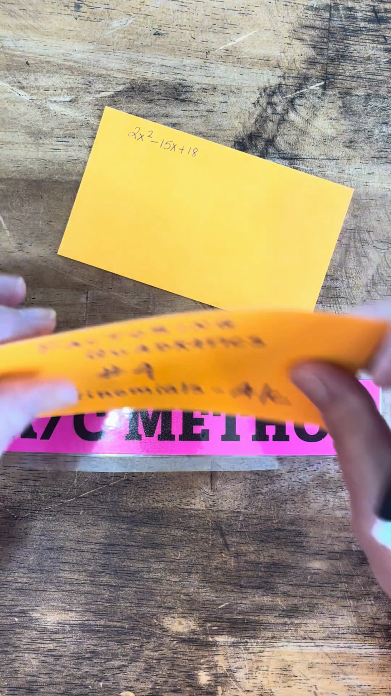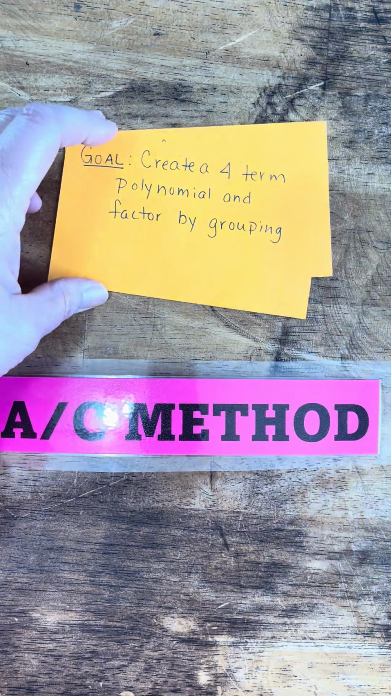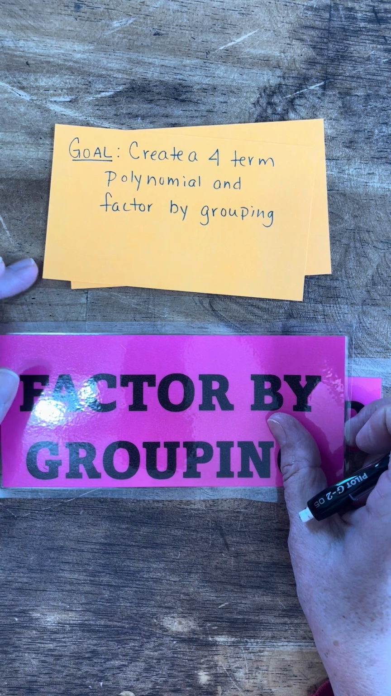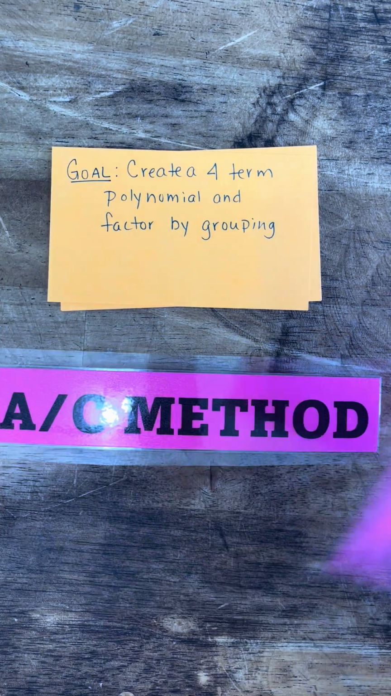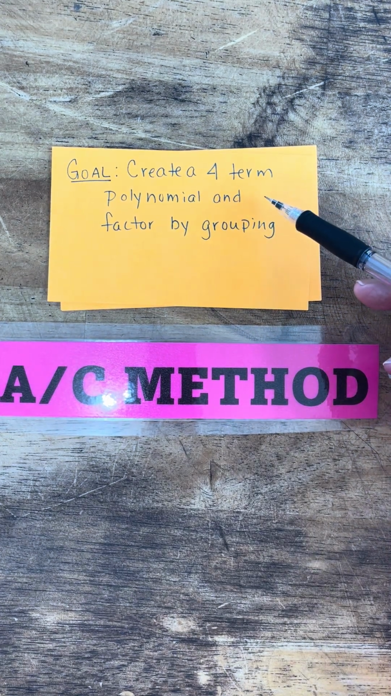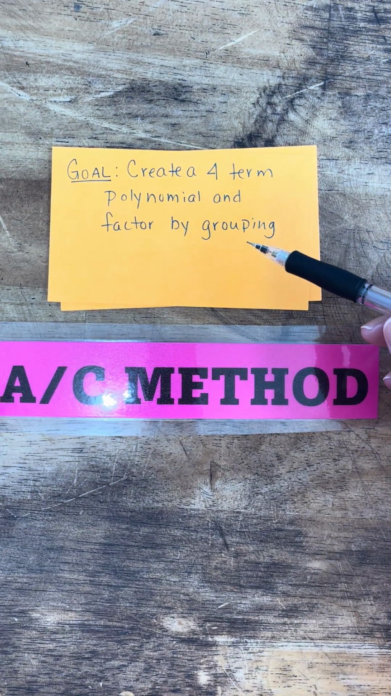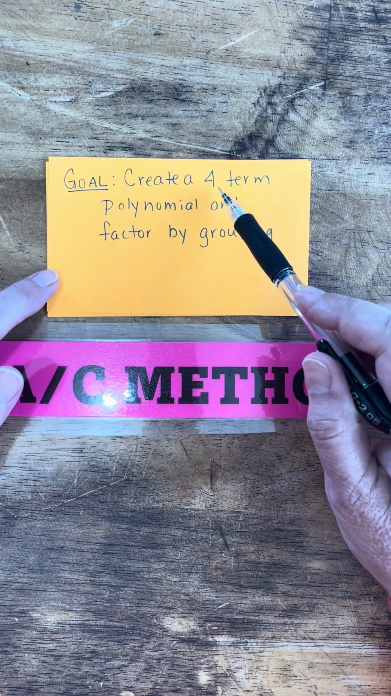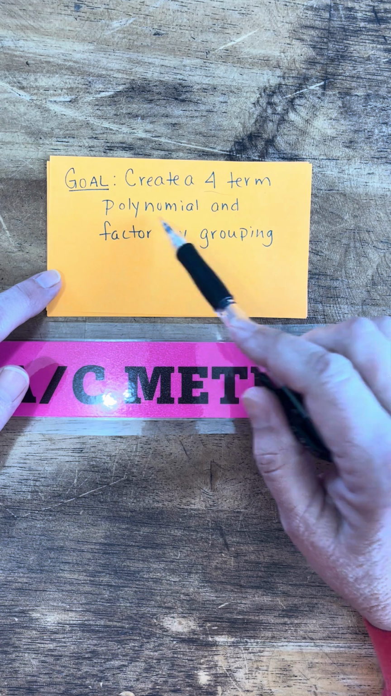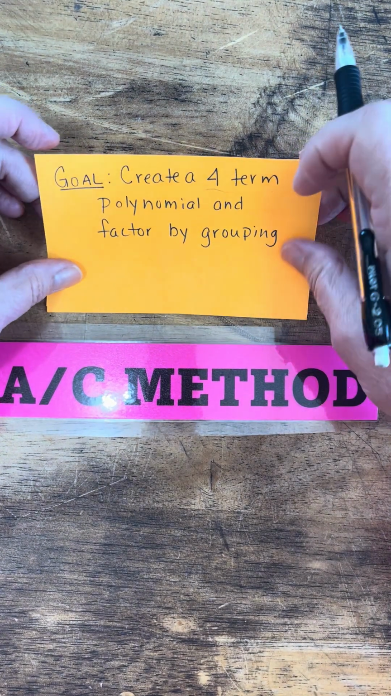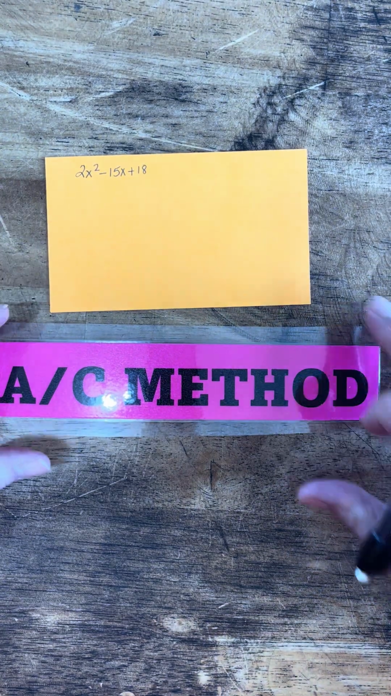All right, sometimes you will hear this referred to as factoring by grouping. And that is because the goal of the AC method is to create a 4-term polynomial. Now remember, we're starting off with 3. So we're going to manipulate the equation so that we have a 4-term polynomial, and then we can factor it by grouping just like we did in the last lesson.